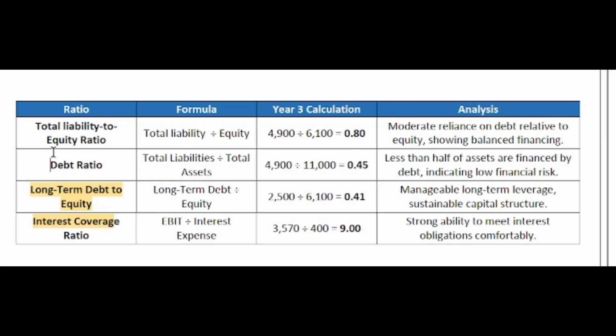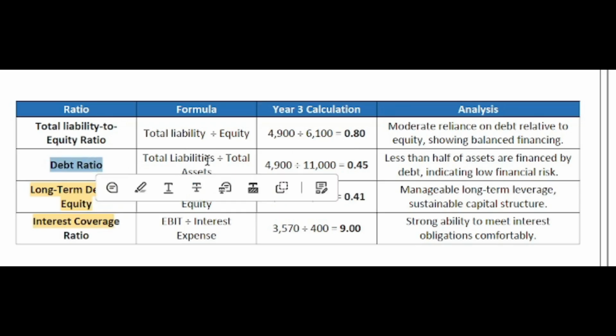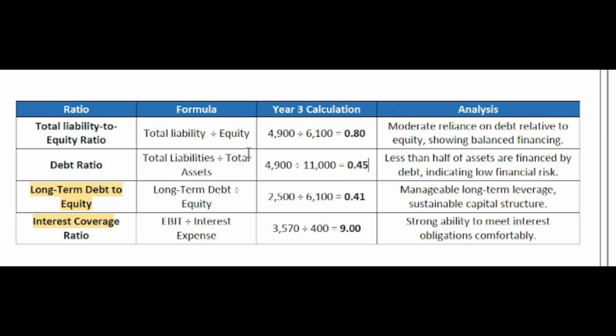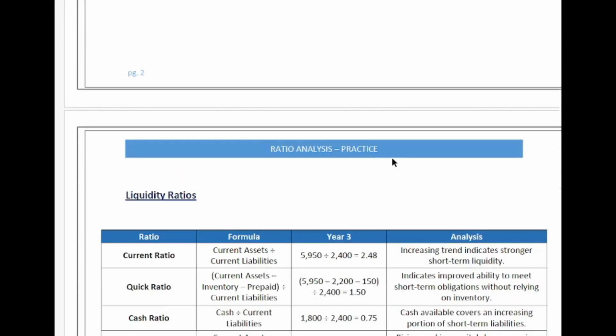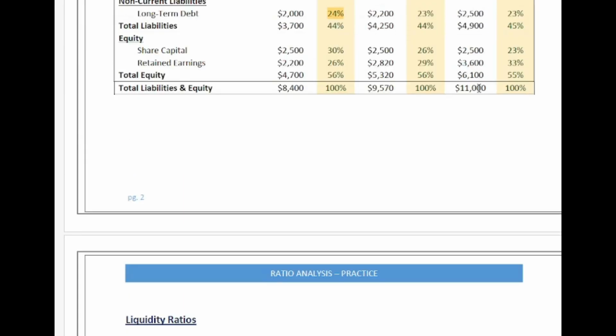We'll move into the next ratio, that is the debt ratio. The formula for debt ratio is total liability divided by total assets. You can see the total liability we already took for this example, so it is 4,900. We can get the total assets from the balance sheet here, that is 11,000.